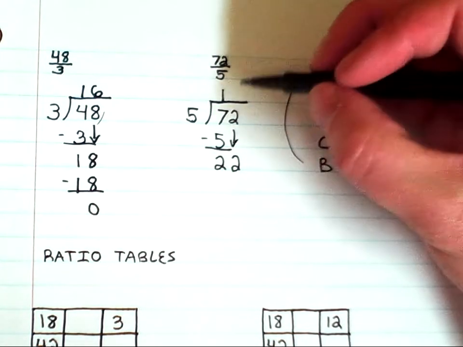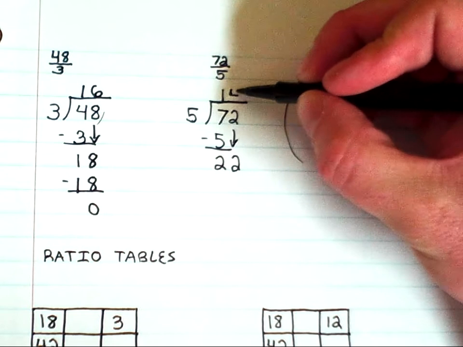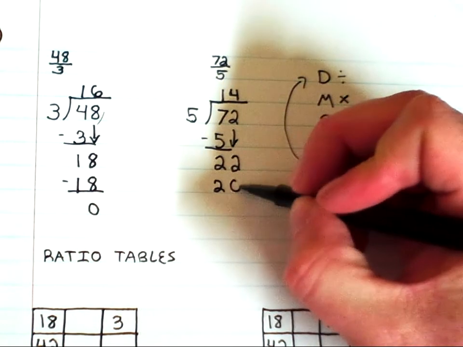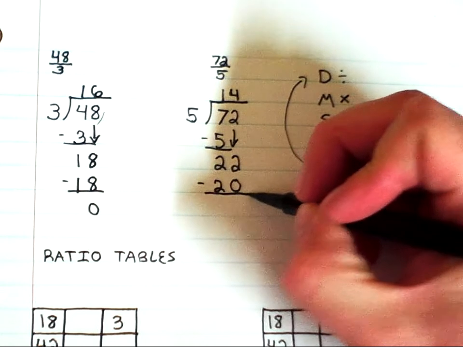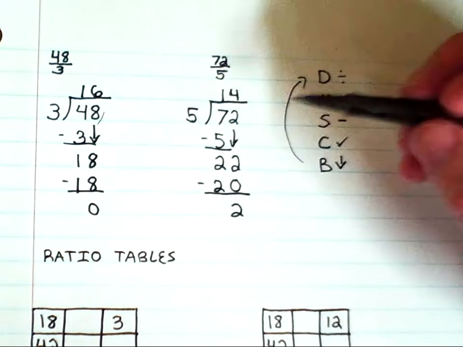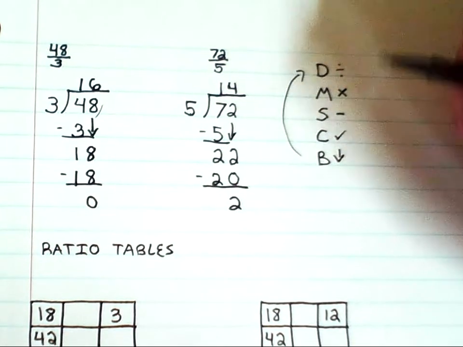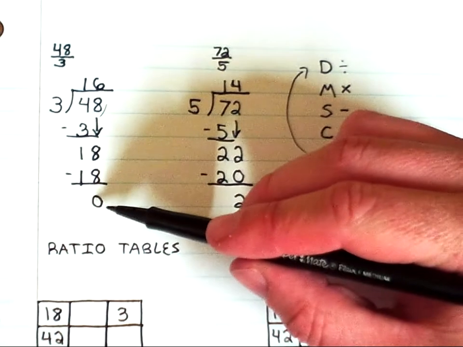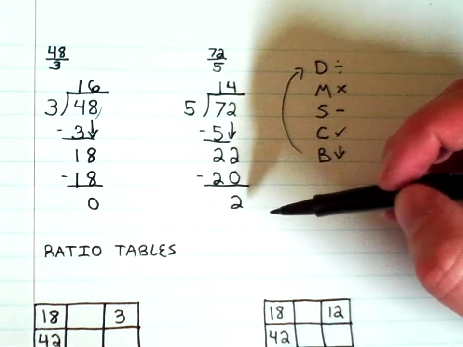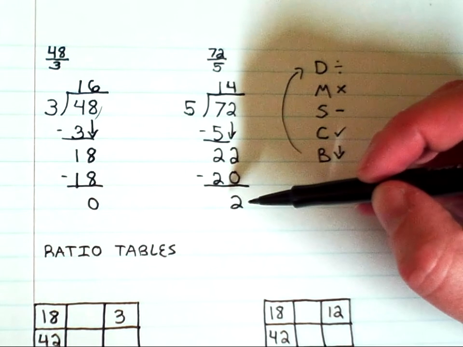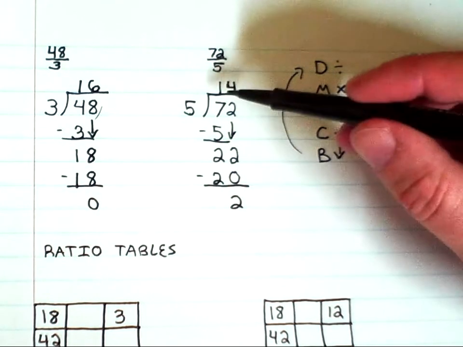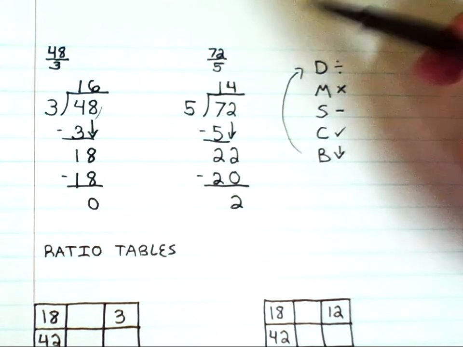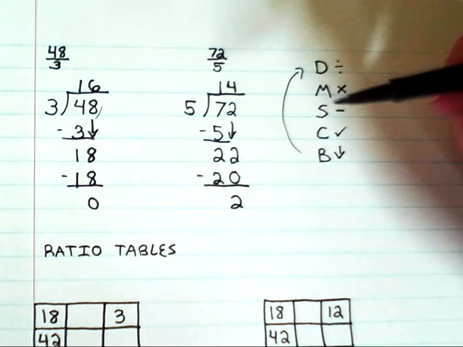And now we restart. 5 goes into 22, 4 times. Multiply. Get 20. Subtract. Get 2. Is 2 less than 5? It is. That's our check. And then we bring down. I said you have to have 0 as your difference to be done. So here's where a lot of our students are getting stuck. They get here and they want to put 14.2 because they think the remainder must be 0.2.